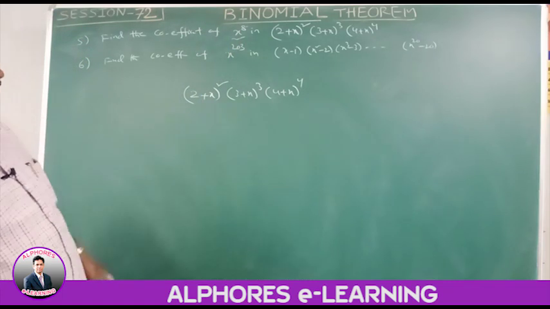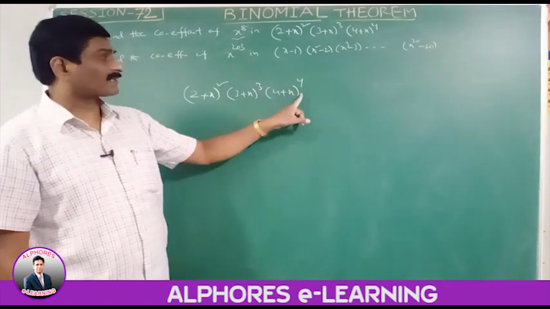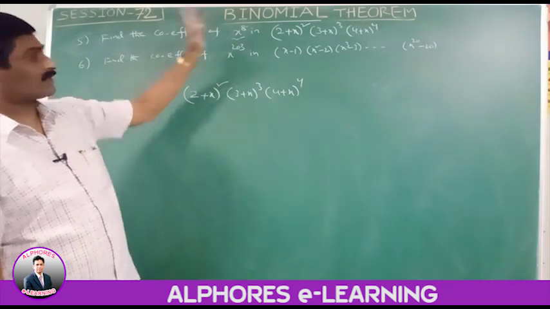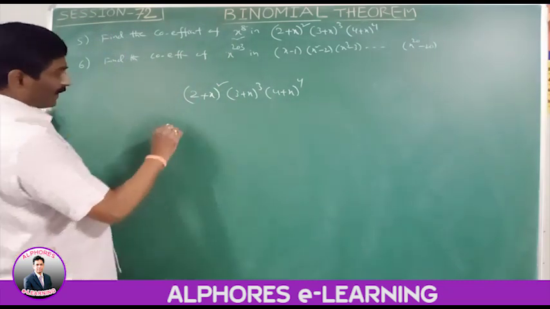Please observe this value. What is the higher power of this expansion? 4, 3, 2. That means 9. Now we find the coefficient of x power 8. It can be reduced in this way.